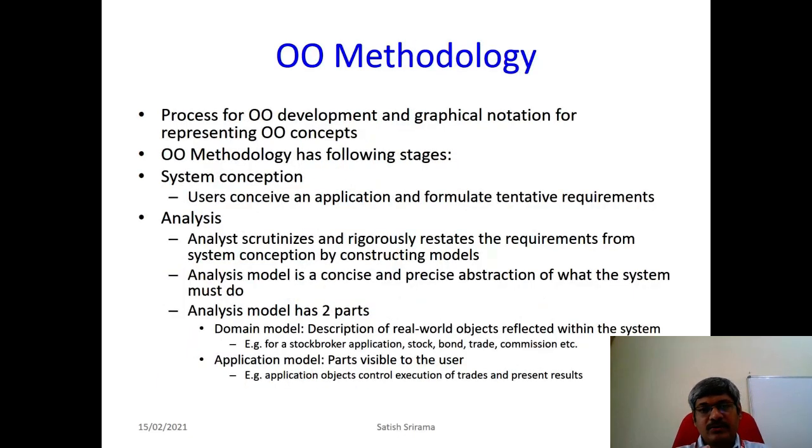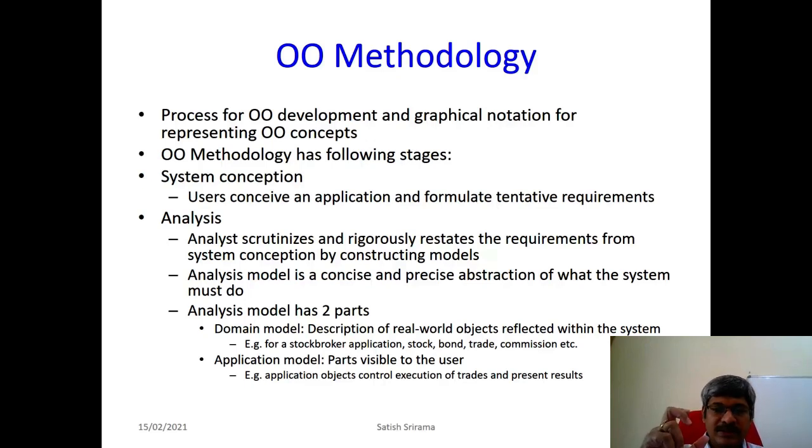Now, as far as object oriented methodology is concerned, this is a process of object oriented development and also the graphical notation for representing these object oriented concepts. Object oriented methodology has certain stages. The first stage is called system conception. Users conceive an application, extract certain requirements, and formulate tentative requirements. That's about system conception.